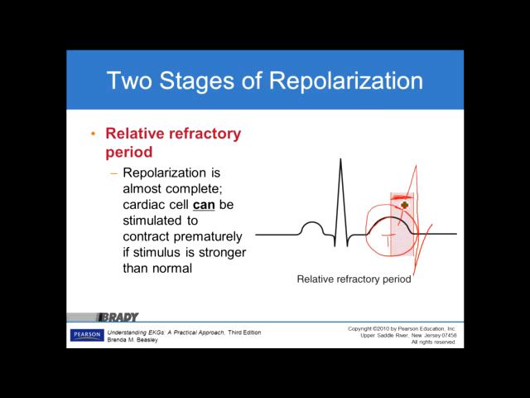What this will give us is this was called an R-on-T phenomena, and this will give us VFib or something that looks like shark teeth, which is VTAC. Either way, relative refractory period. This is relatively refractory, but if the stimulus was strong enough, it could affect it.